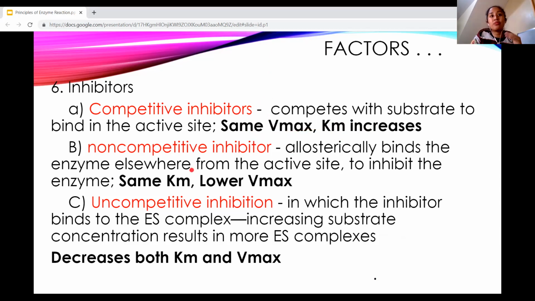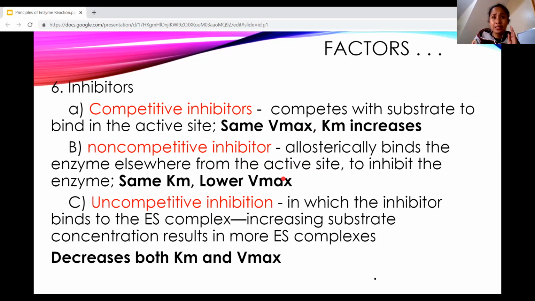So class, next, we have non-competitive inhibitor. So, ang inhibitor na to, ayaw makipaglaban sa substrate for the active site. Ayaw niya yung active site. Ang gusto niya mag-attach sa allosteric site. So, it allosterically binds the enzyme elsewhere from the active site to inhibit the enzyme. So, class, hindi competitive, it's non-competitive. It does not compete with the active site.